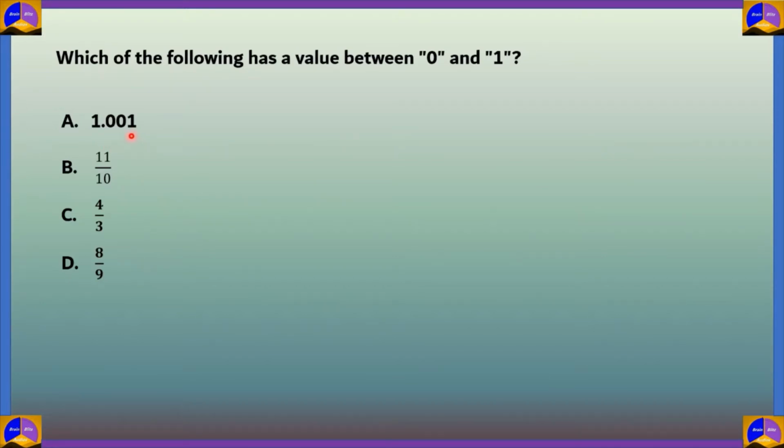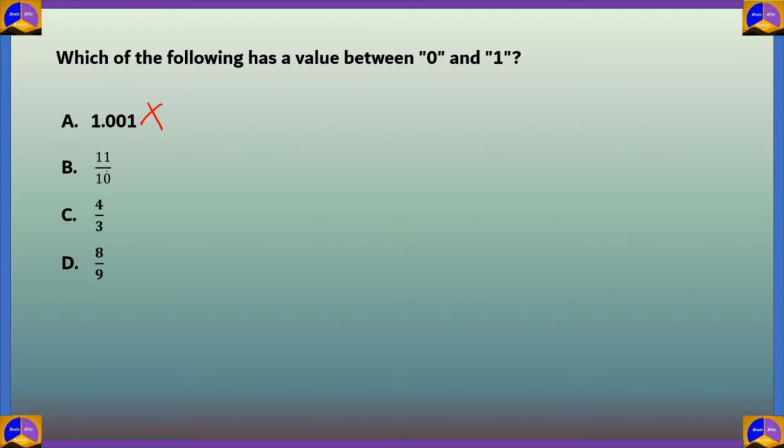Now in option A, it is 1.001. The units place in this number is 1. So it is 1 or bigger, which is not between 0 and 1, but it is bigger than any number between 0 and 1. So that's why option A is incorrect.